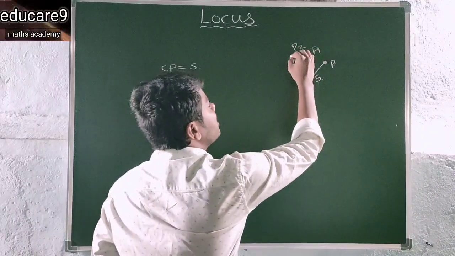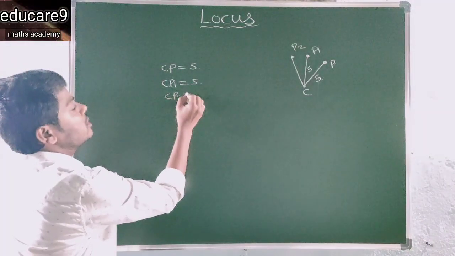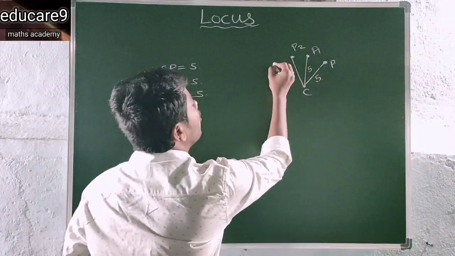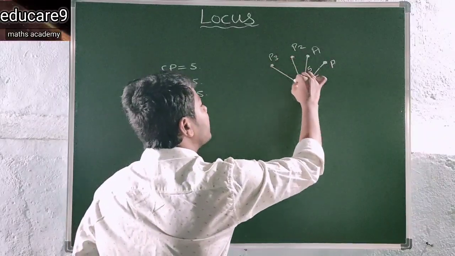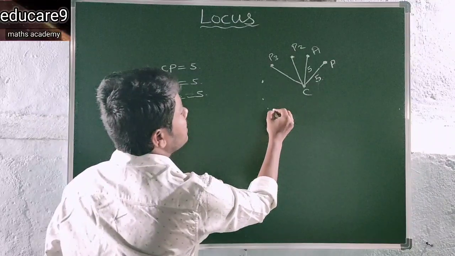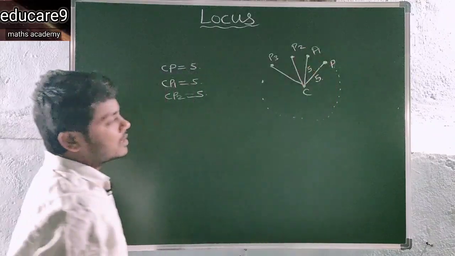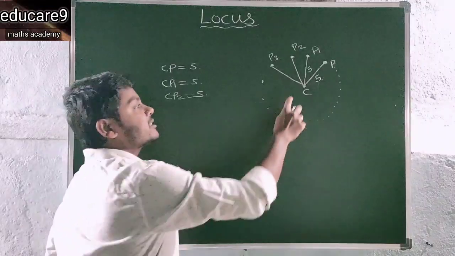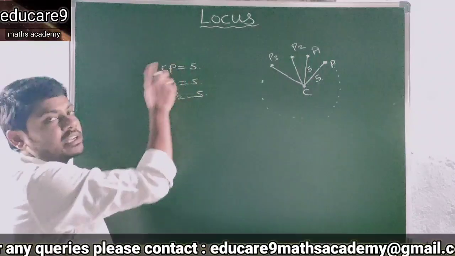with the same distance from the fixed point C. So CP2 is equal to 5. And again, this point P2 moved from P2 to P3 with the same distance from the point C, and so on. This is P4, P5, P6 and so on. So these are all points moving in a plane with the same distance from the fixed point C, because that is the given condition.